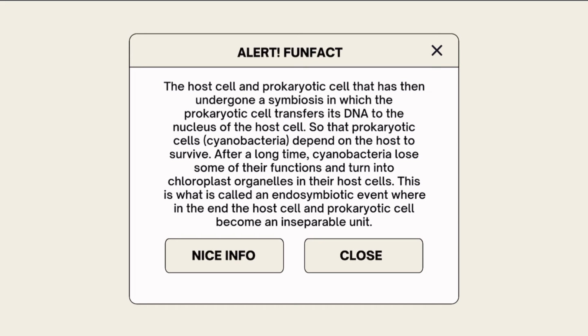Alert! There's a fun fact. The host cell and prokaryotic cell then undergo a symbiosis in which the prokaryotic cell transfers its DNA to the nucleus of the host cell, so that prokaryotic cells or cyanobacteria depend on the host to survive. After a long time, cyanobacteria lose some of their functions and turn into chloroplast organelles in their host cells. This is what is called an endosymbiotic event, where in the end, the host cell and prokaryotic cell become an inseparable unit.